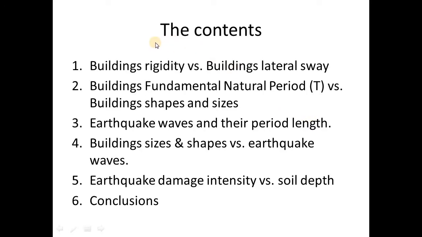If we break down the contents, we could break them down into 5 items. The first thing we're going to talk about is building rigidity versus building lateral sway. The second is the building's fundamental natural period versus building shapes and sizes. The basic thing that we need to know about is the fundamental natural period. The third one would be about earthquake waves and their period length.